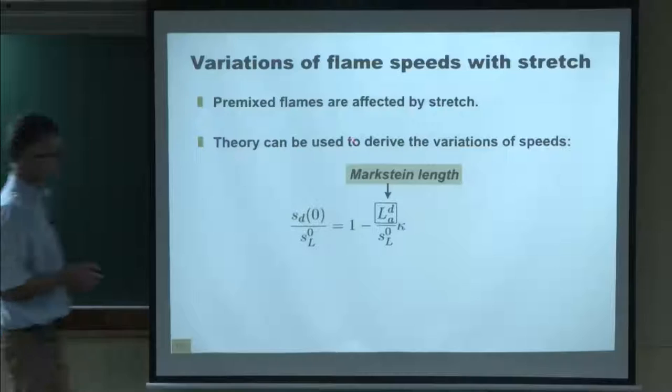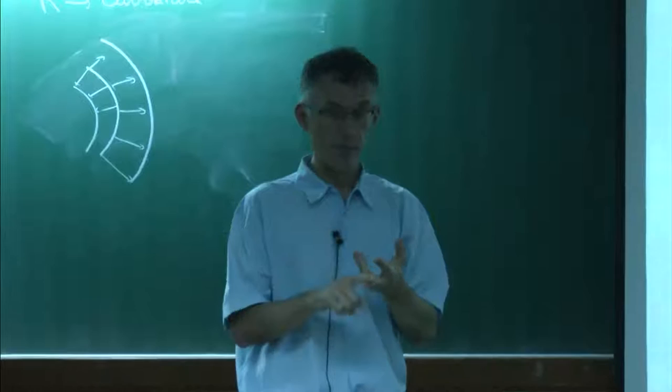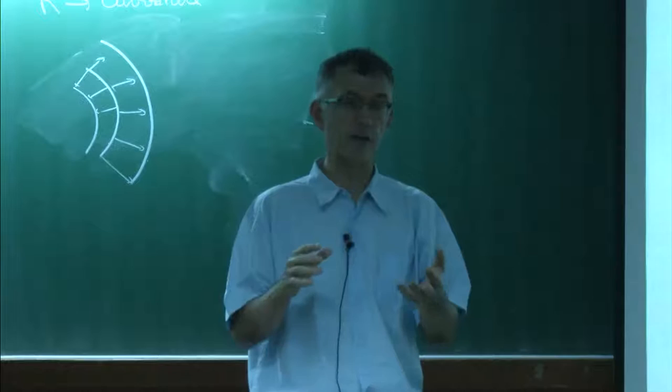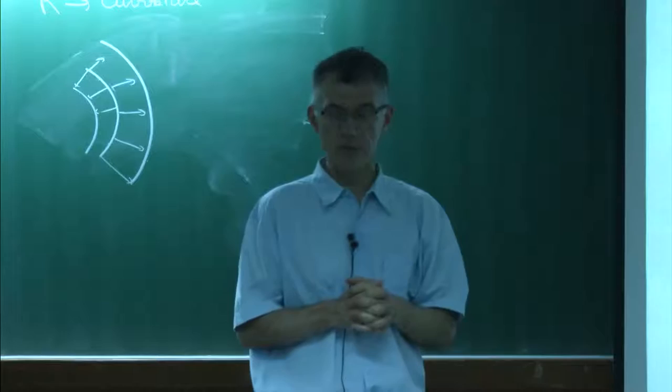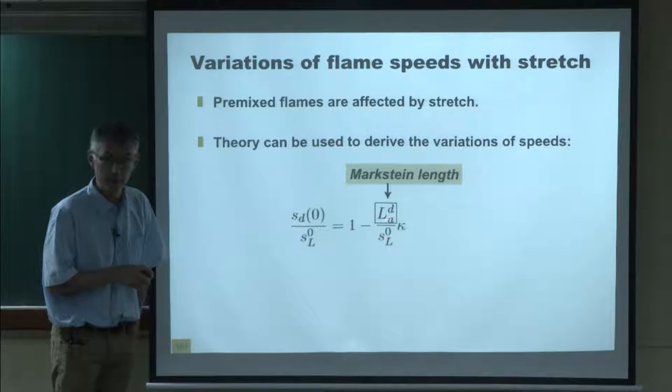So the first thing you do when you want to see that, you derive a theory by starting with single-step chemistry, simple Lewis transport. You simplify everything you can, and you can actually derive by hand exactly the expression of the flame speed as a function of stretch. And this is where you find the famous Markstein length. So what this is saying is that the speed of a flame, normalized by its speed when it's unstretched, is 1 minus the stretch multiplied by this normalization factor. And here the length which appears is the Markstein length.